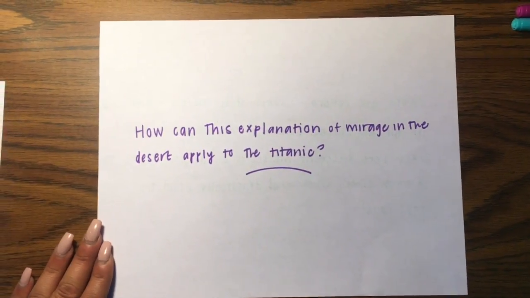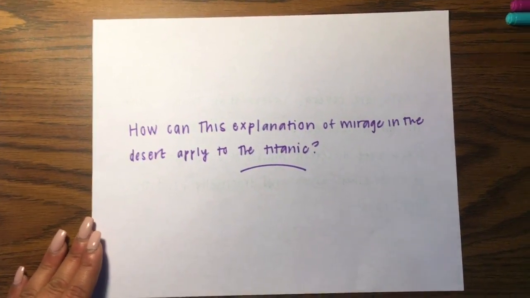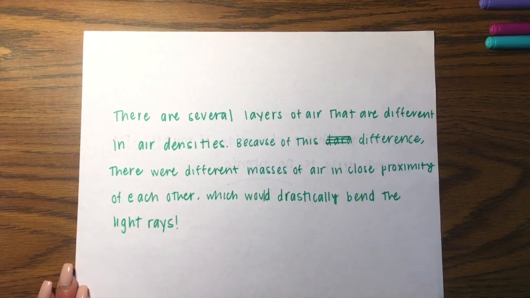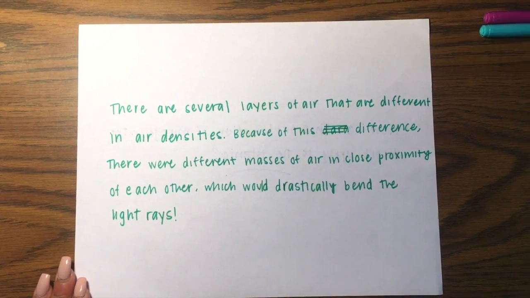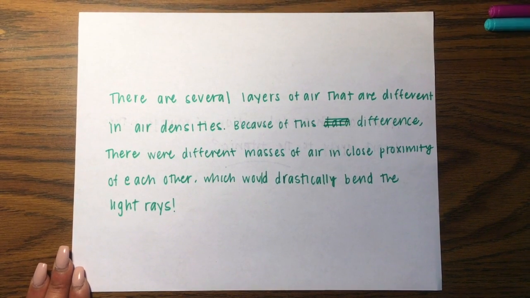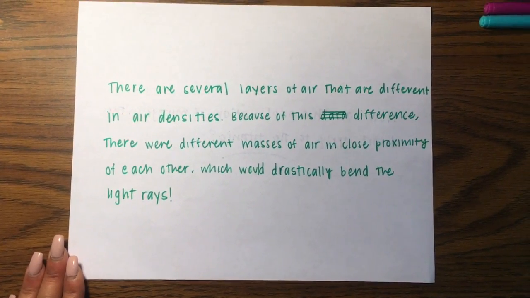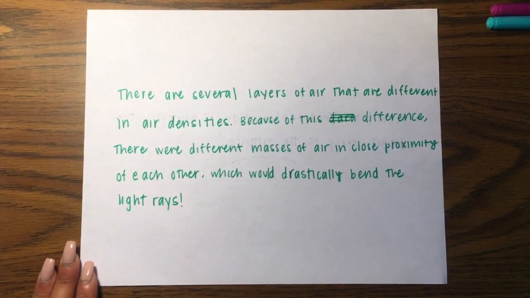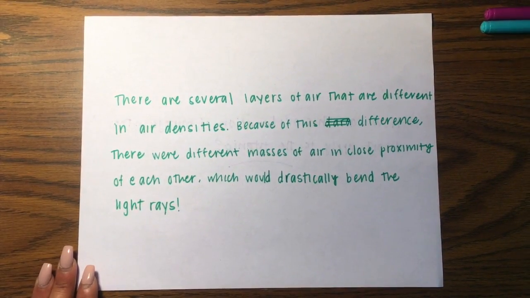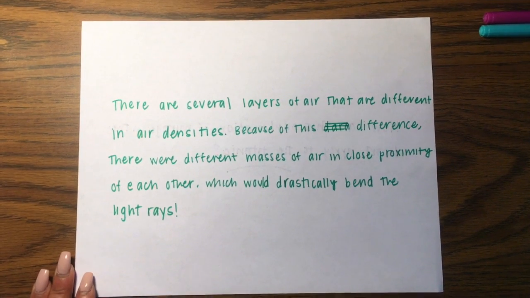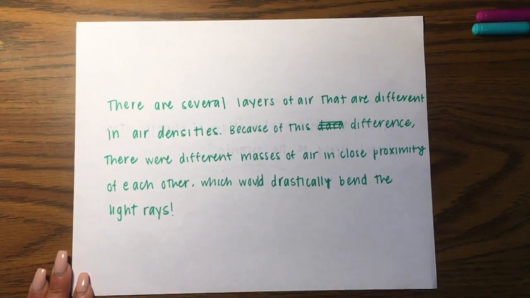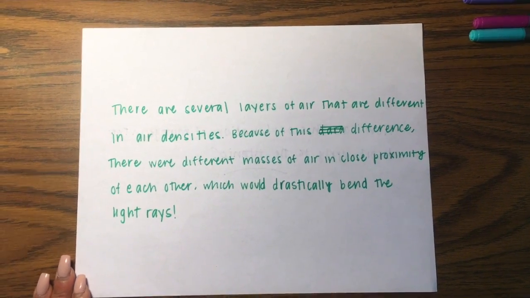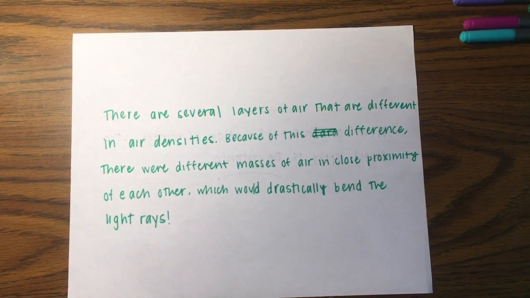So, how can the explanation of mirage in the desert apply to the Titanic? There are several layers of air that are different in air densities. Because of this difference, there were different masses of air in close proximity of each other during the Titanic, which would drastically bend the light rays, and in doing so, it would appear that the iceberg was in fact not there. So because of the difference in air masses, it distorted the view of the captain of the ship, who was in fact too late to see that the iceberg was there.